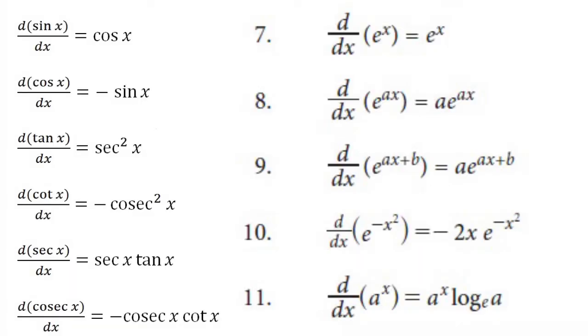Okay, so we know that derivative of sin x is cos x, derivative of cos x is minus sin x, derivative of tan x will be sec square x, derivative of cot x is minus cosec square x, derivative of sec x is sec x into tan x, derivative of cosec x is minus cosec x into cot x, derivative of e raised to the power x is e raised to the power x, derivative of e raised to the power ax is a into e raised to the power ax, derivative of e raised to the power ax plus b is a into e raised to the power ax plus b, derivative of e raised to the power minus x square is minus 2x e raised to the power minus x square, and derivative of a to the power x is a to the power x log a.